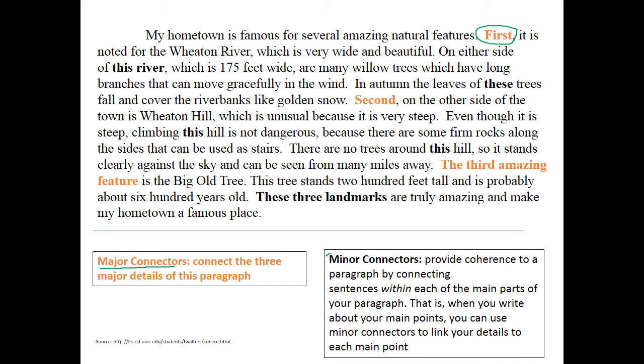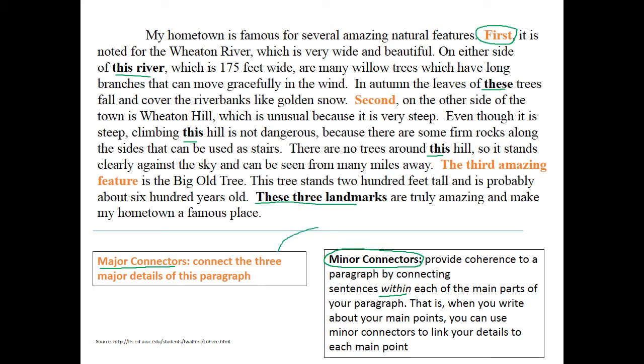And then the next one is the text that's in bold. These are minor connectors. So these are not the transitions between your major 3 points of the paragraph. These are words that are going to provide coherence to a paragraph by connecting sentences within each of the main parts of your paragraph. That is, when you write about your main points, you can use minor connectors to link your details to each main point. So as you read this sample paragraph, pay attention to where you see each of these and how it's doing its job. Then try to reread it by omitting those and see how it changes the meaning.